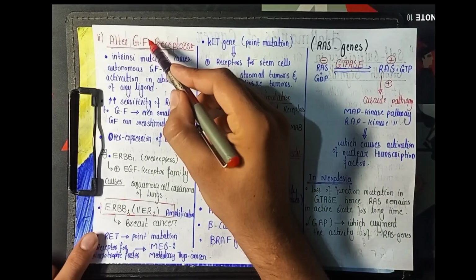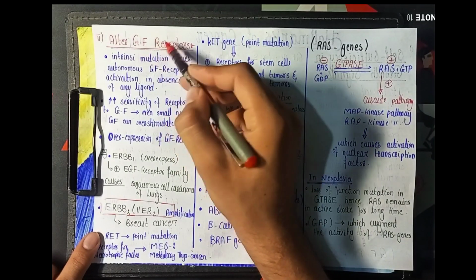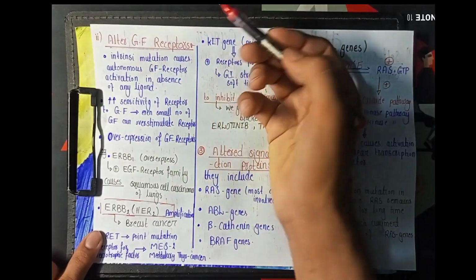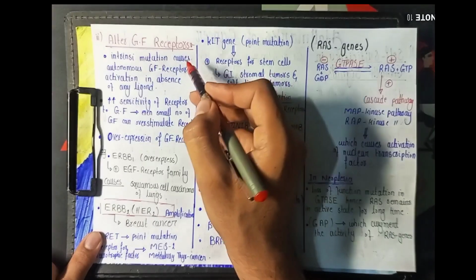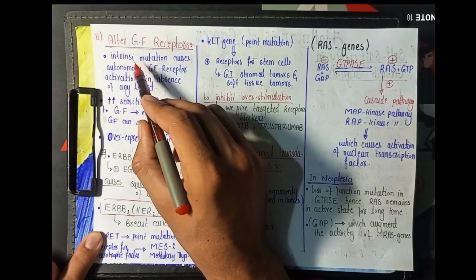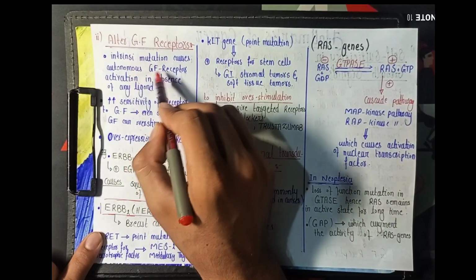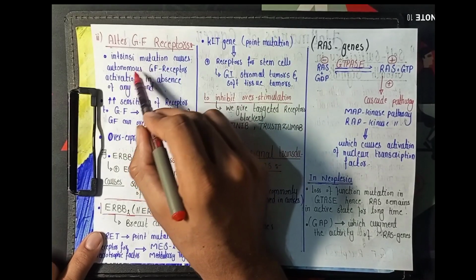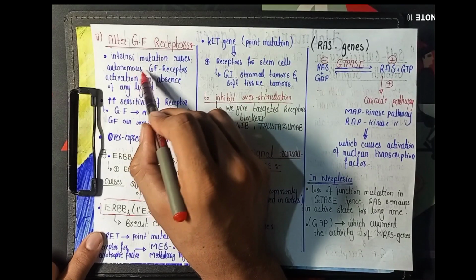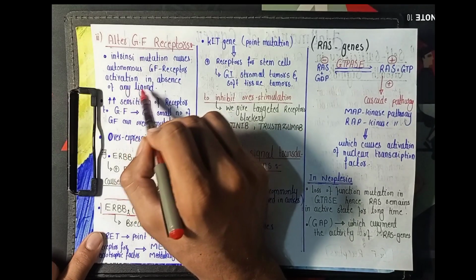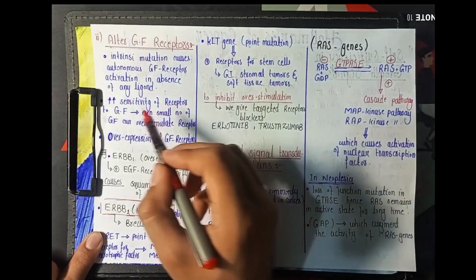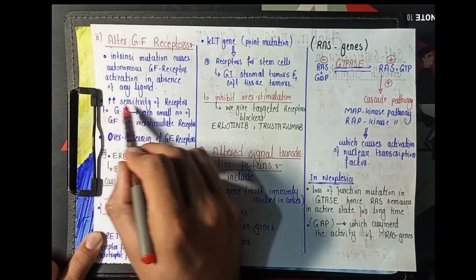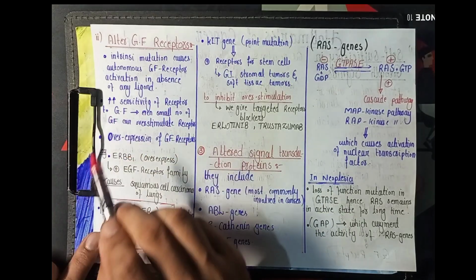The second one is the altered growth factor receptors. Normally, when the growth factors are released, they bind with the growth factor receptors and activate the receptor and cause normal cellular proliferation. But in neoplasia, there is an intrinsic mutation in the growth factor receptors, and the growth factor receptor becomes autonomous in nature, meaning that it becomes activated automatically in the absence of any ligand or any growth factors. And similarly, there is an increase in the sensitivity of the receptors to the growth factor.